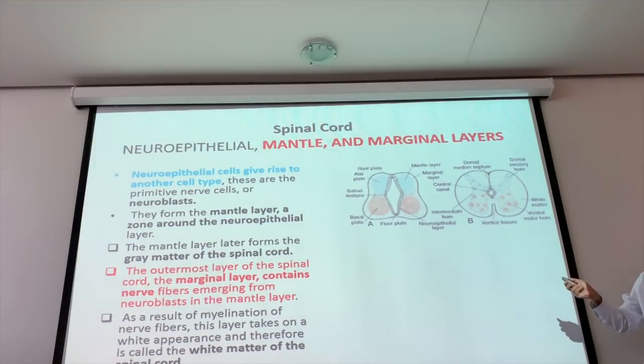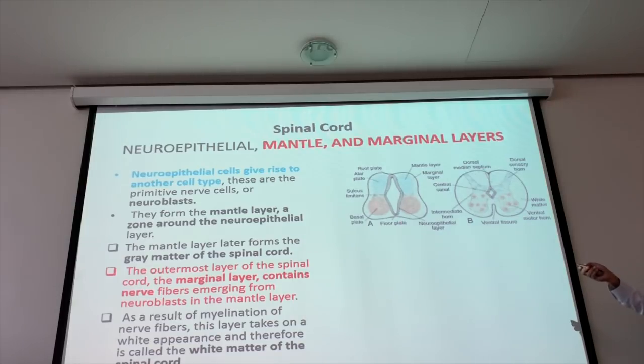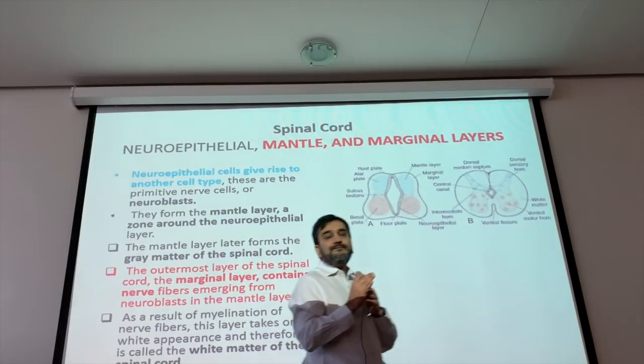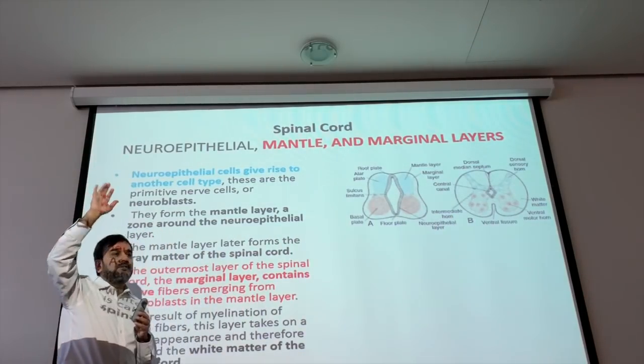So gray matter is coming from the basal and alar plate, and white matter is coming from the marginal layer. Okay? And as the cells expand, the central neural tube canal is going to reduce in size, giving rise to the central canal. And then these neuroepithelial cells which you see here are going to differentiate into ependymal cells. You understand this? Everybody is with me or not?